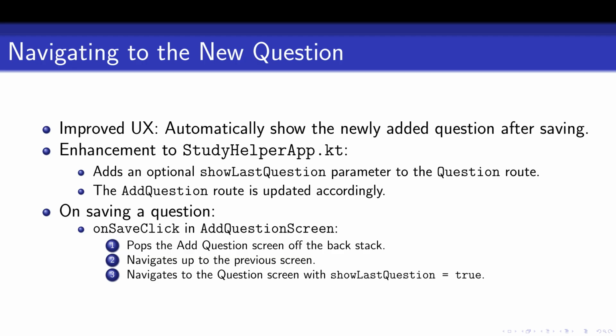We do this by adding an optional ShowLastQuestion parameter to the question route. The Add Question route is updated to trigger this navigation upon save. The effect is that once a question is added, the app not only returns to the list, but also scrolls to and displays the new entry.